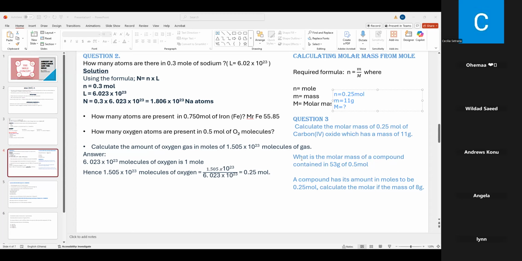Now, the very next question is, what is the molar mass of a compound contained in 53 grams of 0.5 mole? I'm sure you can do this too, right? Let's try our hands on it and then do the very last question and continue. So let's try our hands on the second one.